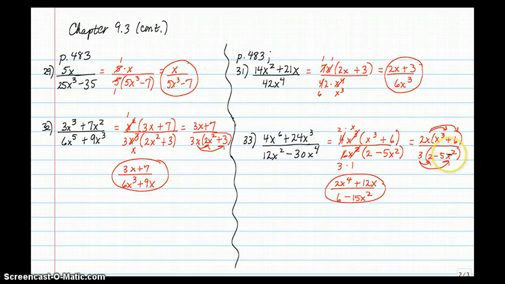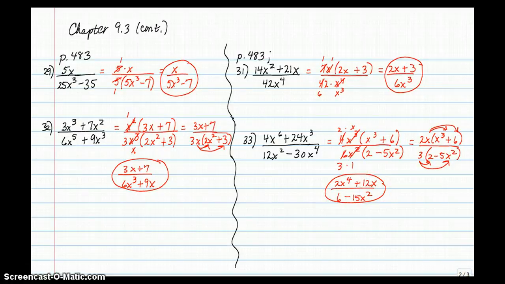Now to finish this, we need to go back the reverse direction and use the distributive property. So 2x times x to the 3rd is going to be 2x to the 4th. 2x times 6 is going to be 12x. In the denominator, 3 times 2 is 6, and then 3 times 5x squared is minus 15x squared. So the simplified answer for number 33 is 2x to the 4th plus 12x over 6 minus 15x squared.